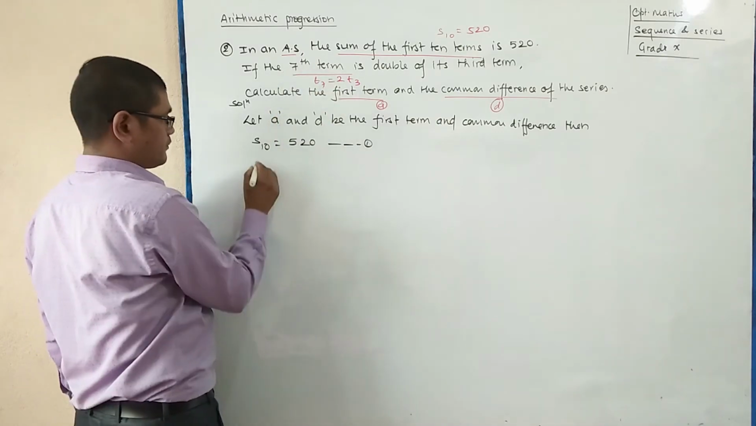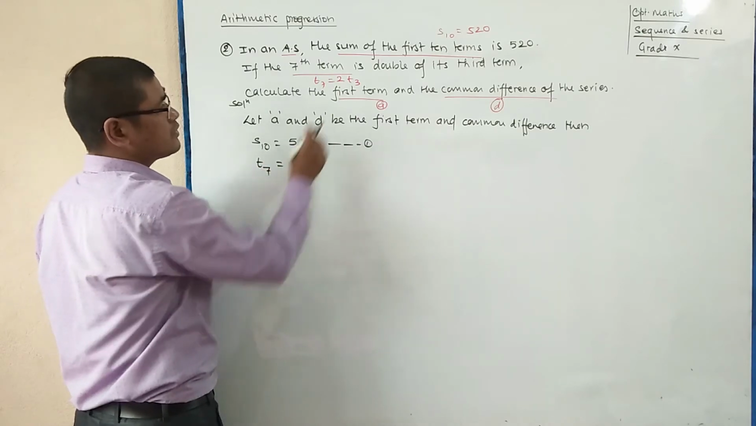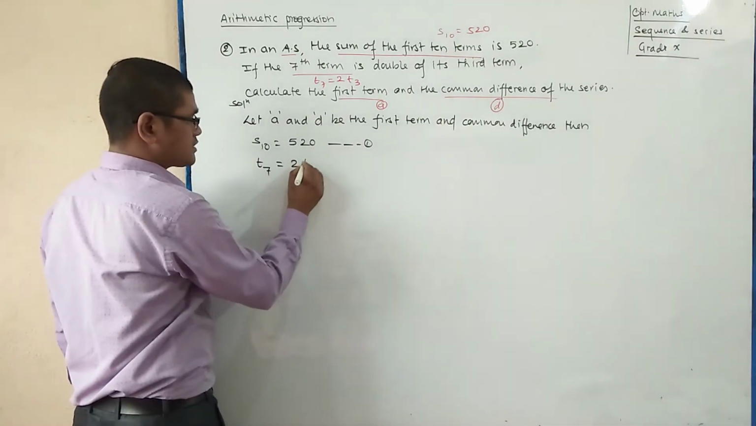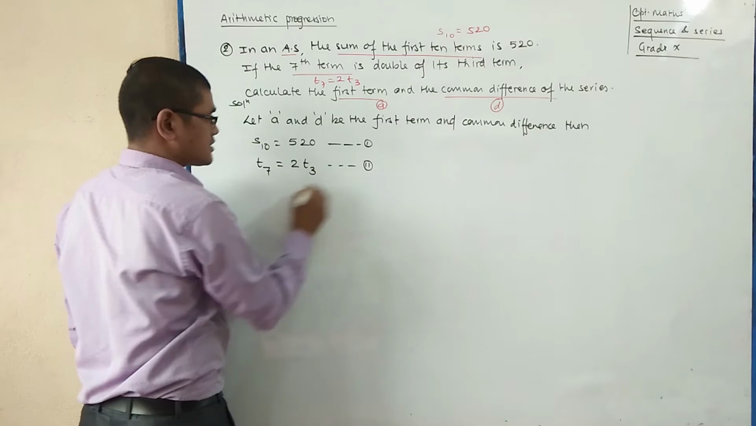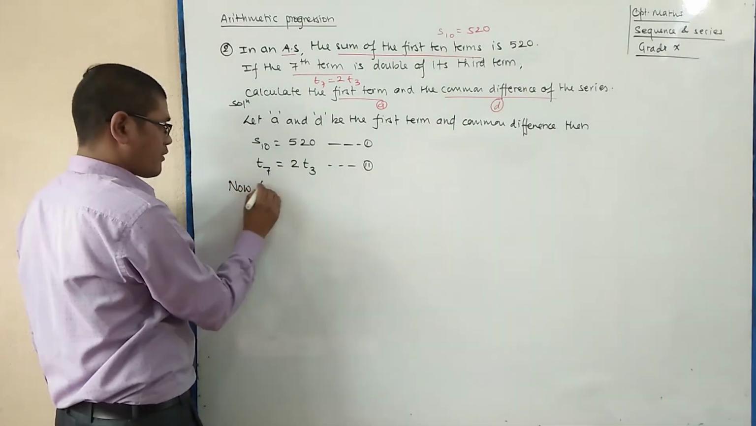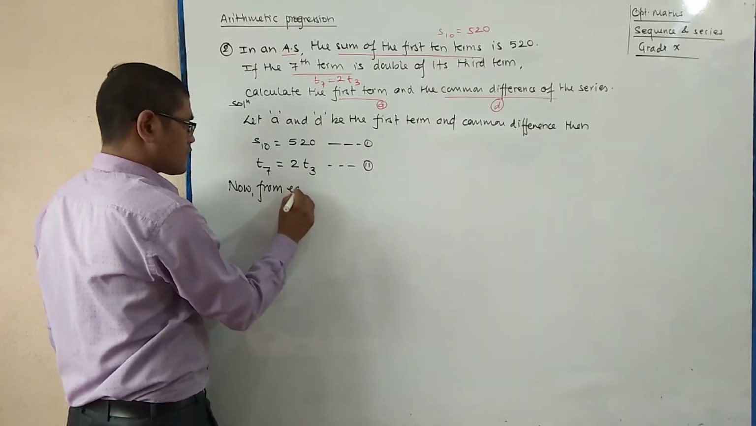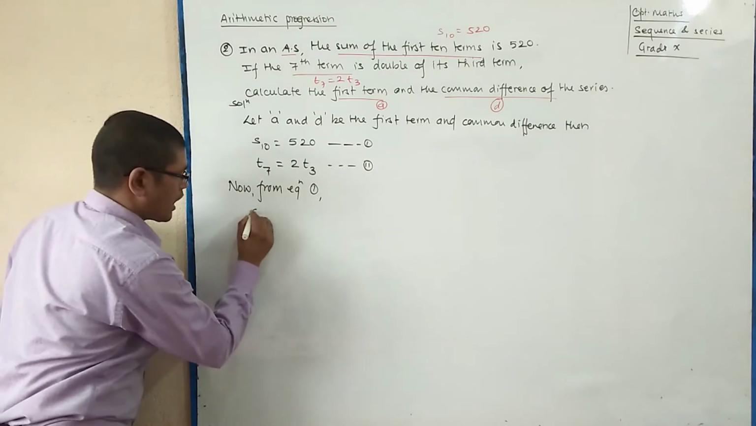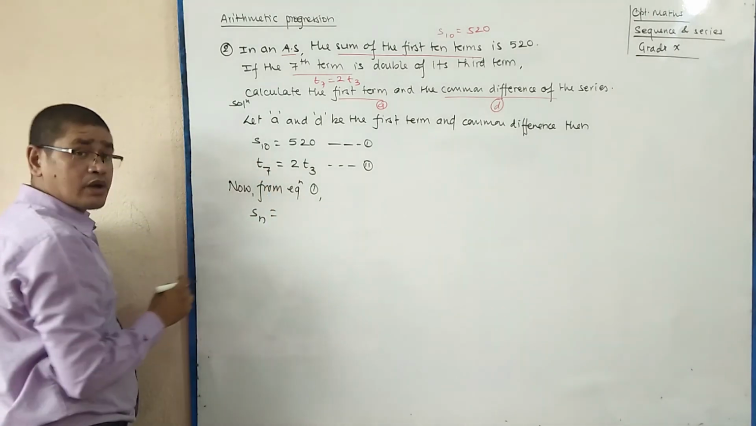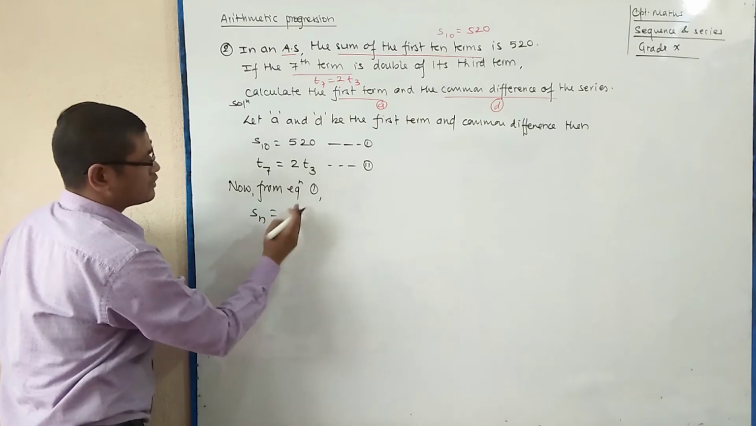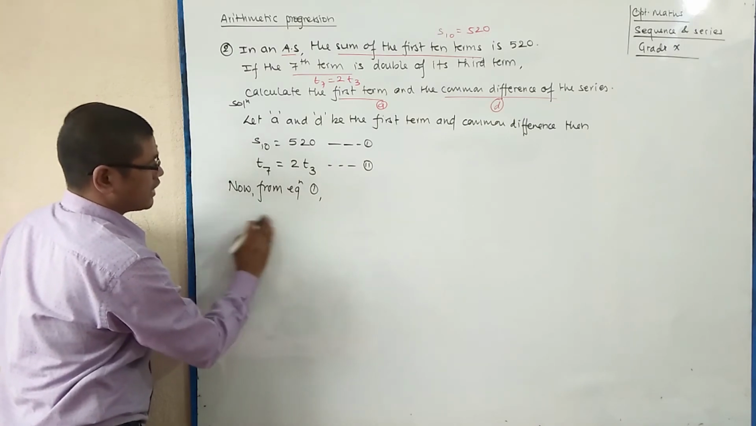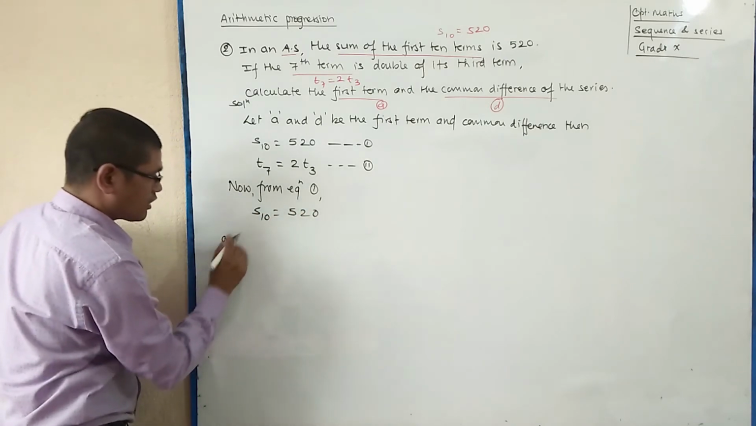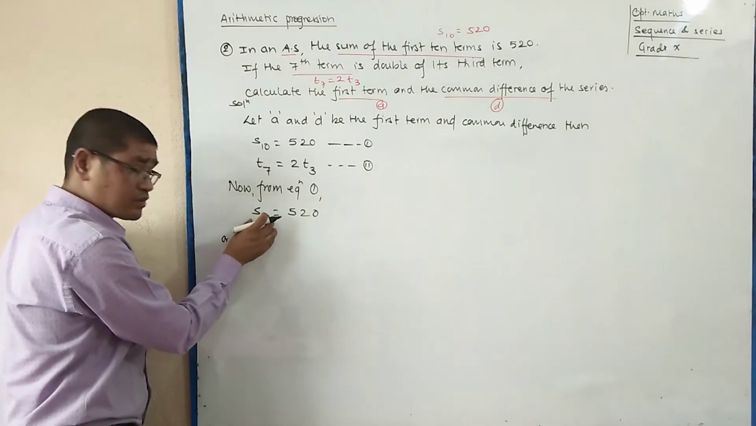And the 7th term T7 equals double its third term, as equation second. Now from equation 1, Sn equals, we have to use the formula. Okay, you can do it like this as well. Sn means we are taking directly S10 equals 520, or we have to give the formula but directly here.